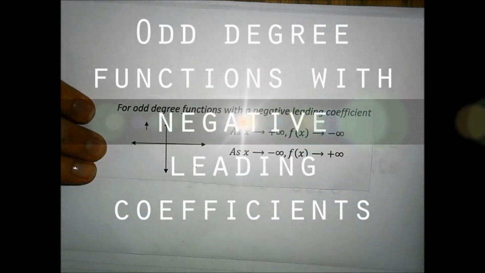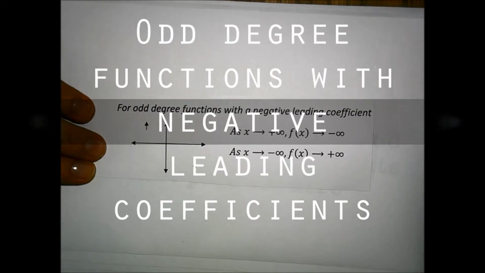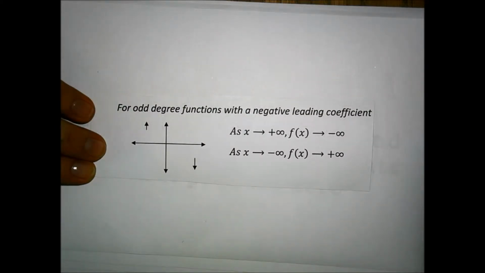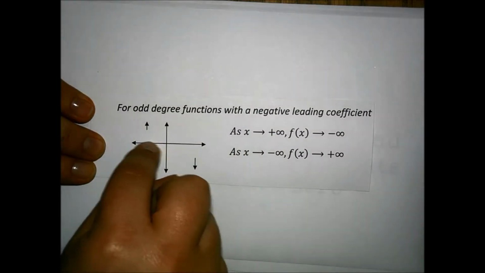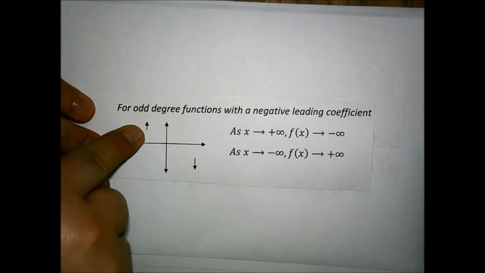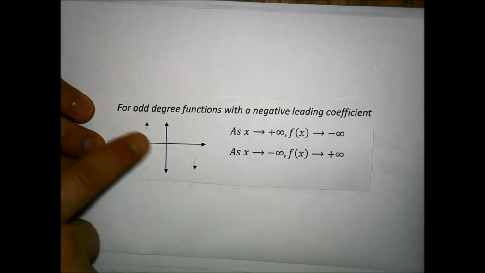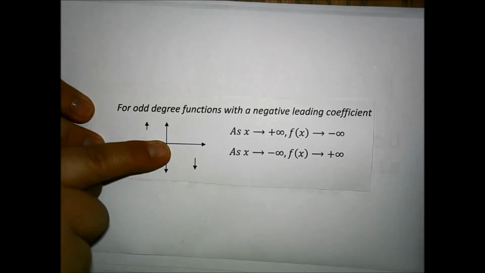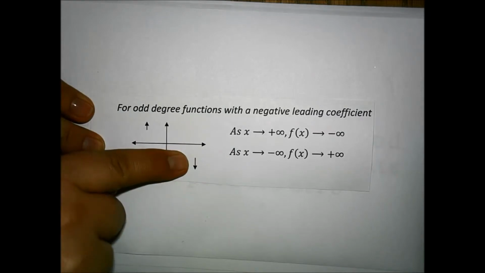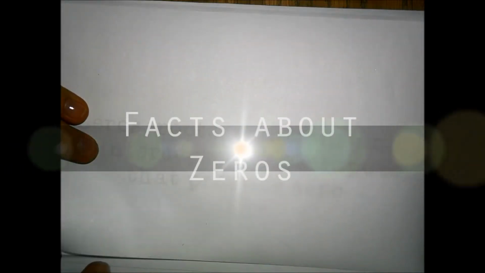And if we have a negative leading coefficient, then we'll get an end behavior like this, where the input decreases. This time, the output is actually increasing. And as the input increases, the output is decreasing. Let's talk about zeros.